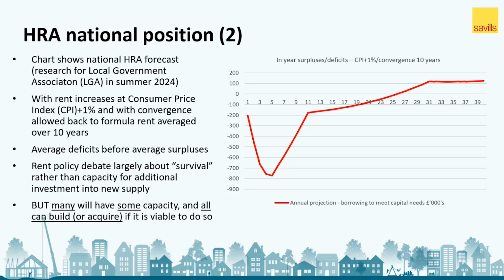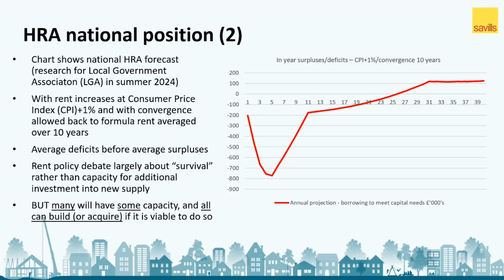So when we're thinking about, your authorities will be thinking about the rent policy debate over the next couple of weeks, the rent consultation that came out after the budget, on whether we go with CPI plus 1 for 5 years or for 10 years, and whether we think about any additional measures on rent increases that we might need to think about in terms of viability and sustainability for the HRA nationally and locally.